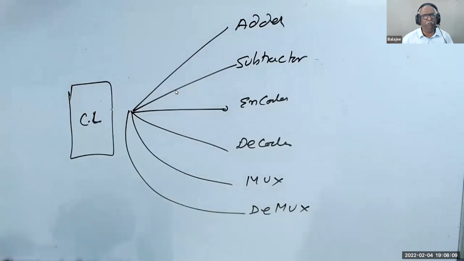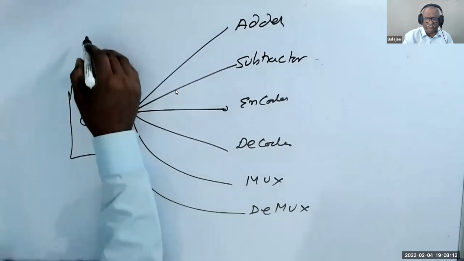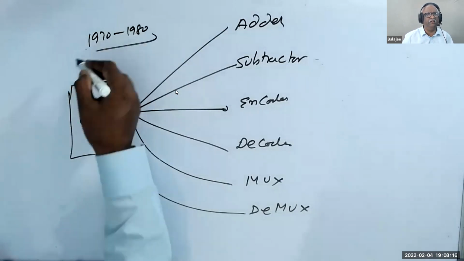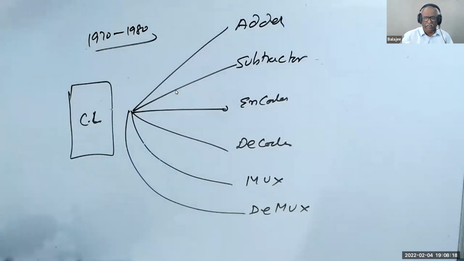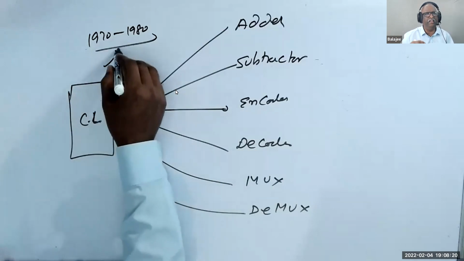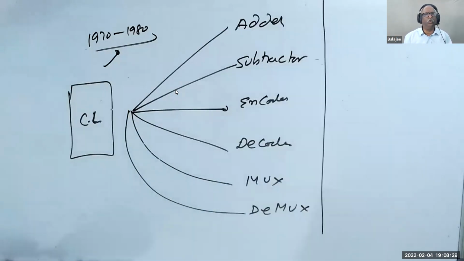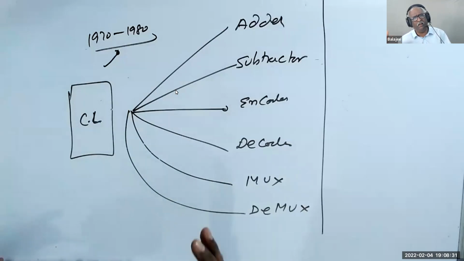Let me tell you one important thing. In the 1970s to 80s, that's the period when digital electronics started picking up. Till that time, analog was the only electronics in the world. What happened was, this is the last. So in college, everywhere we have been studying, we have to discuss this.